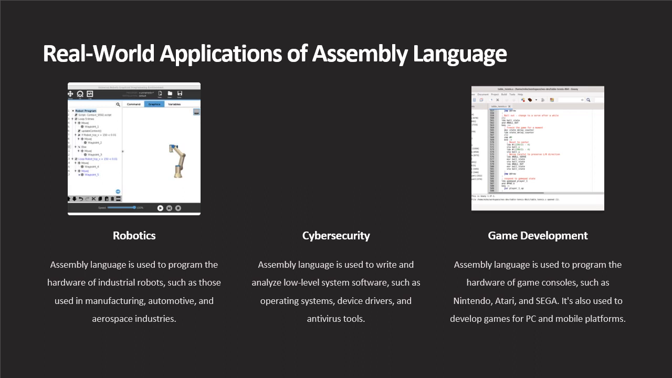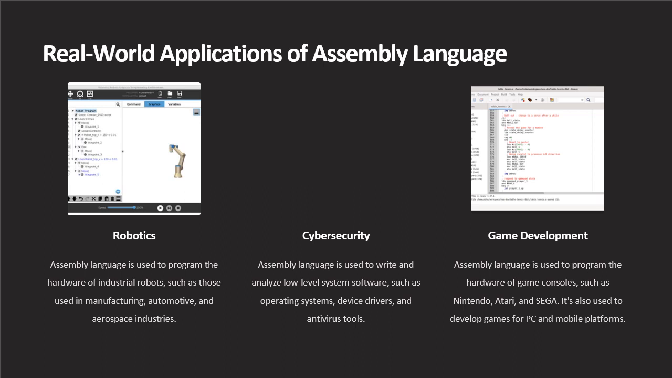Assembly language is used in a variety of fields. Talking about the real world applications of assembly language, the first one is robotics. Assembly language is used to program the hardware of industrial robots, such as those used in manufacturing, automotive, and aerospace industries. As we know, in the modern world, robots are used widely for the production of different things in the industry.